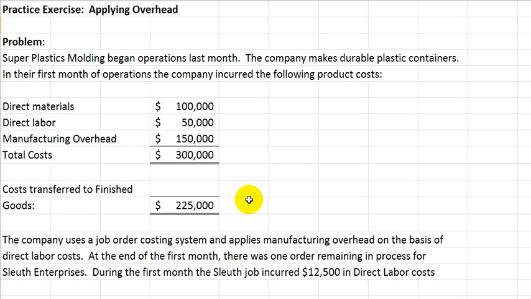The jobs that were transferred were taken care of through a job order costing system. So they do use job order processing, and they apply overhead on the basis of direct labor costs. At the end of the first month, there was only one order remaining in process that hadn't been transferred over to finished goods, and that was the Sleuth Enterprises project. During that first month, the Sleuth job itself incurred $12,500 in direct labor costs. Okay, so that gives us some background information on the problem.